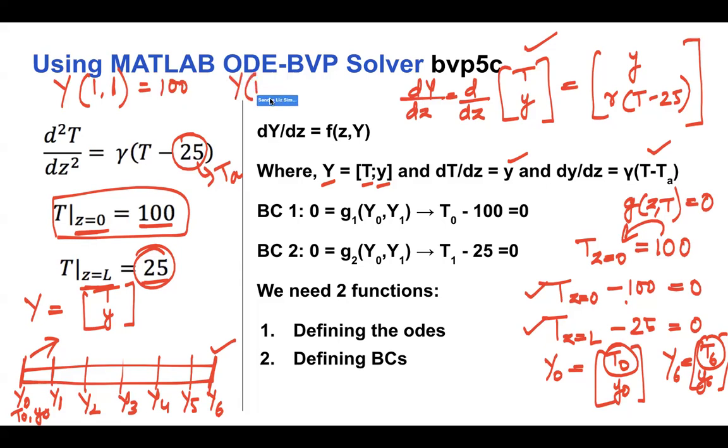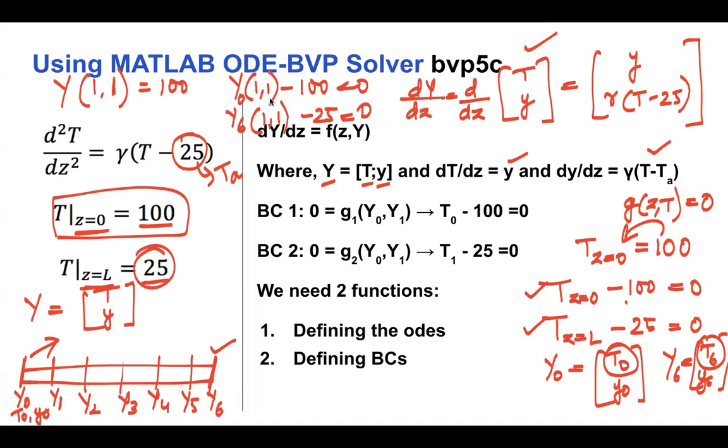Or else you can write y, when you're writing it as a function, it will become y minus 100 is equal to 0. And the last one is y6. So this is y0 and y6, first row first column minus 25 is equal to 0. This will be the way you'll be coding it. I know it's a bit confusing, but we'll come to that.